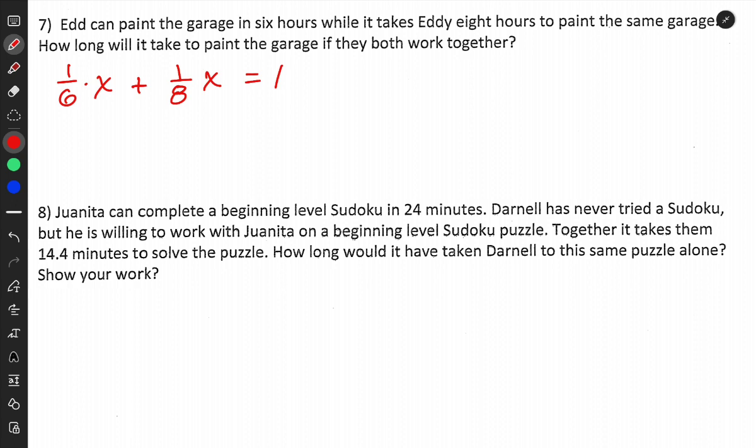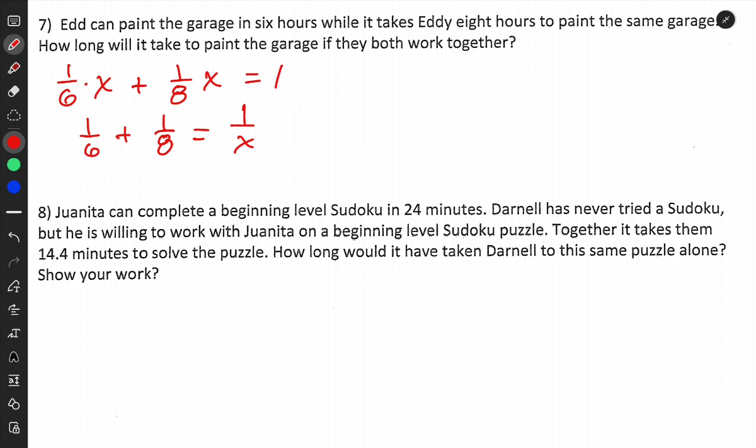Now, one way we can approach this is I could just say I'm going to divide everything by X. It looks strange and maybe it's unorthodox, but I like looking at the problem this way because it helps me with question 8. So if I divide both sides by X, I get 1/6 plus 1/8 equals 1/X. Everything was divided by X, and I get this new equation.